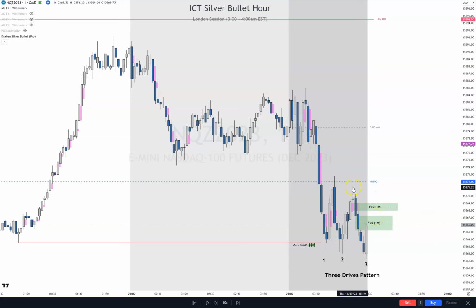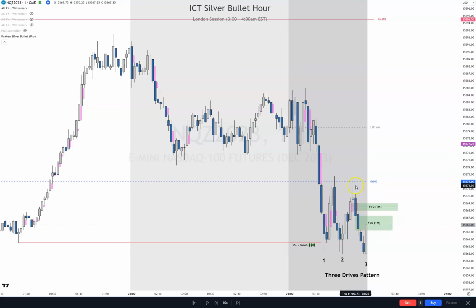And even if it doesn't break this, inversion fair value gap, I treat like a market structure shift. But we have 2 of them, so I'd want to see them both broken because they're right next to each other. It's not an ICT rule. This is an ICT Kraken rule. If there's 2 of them right back to back like this, I'd like to see them both broken. Okay. For an inversion, if I don't get the break above this.